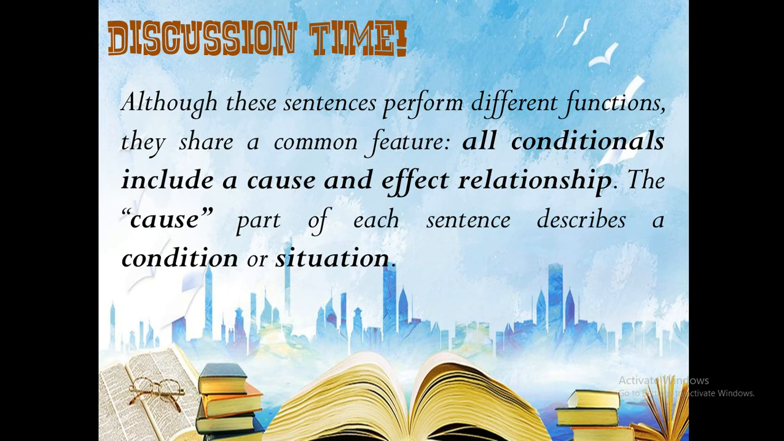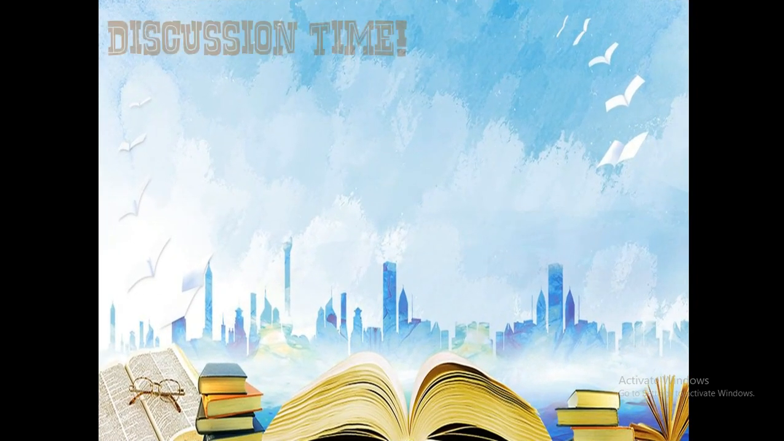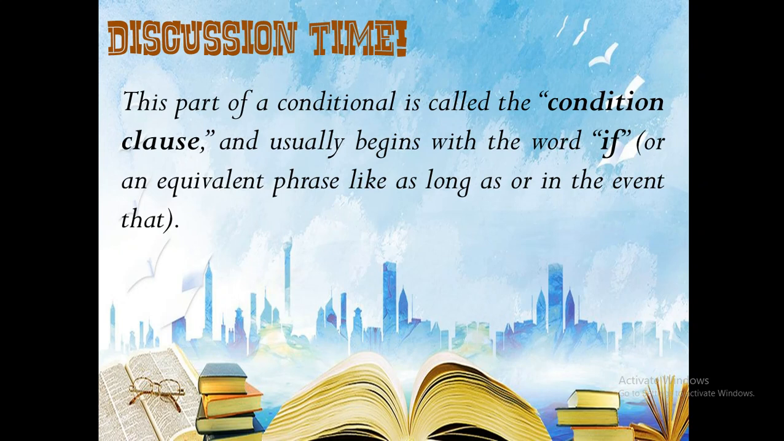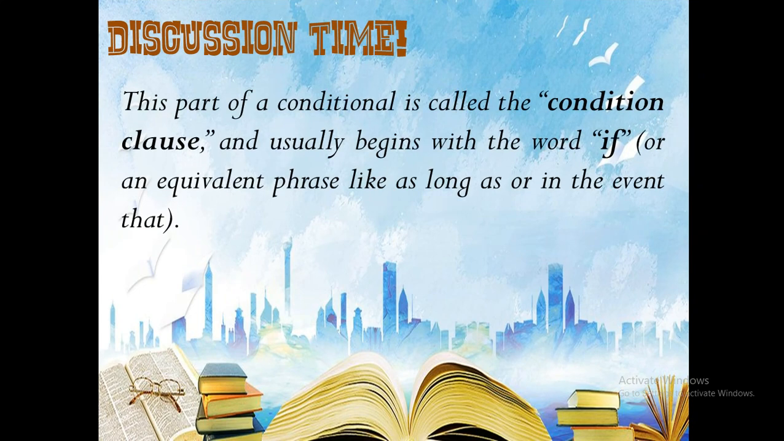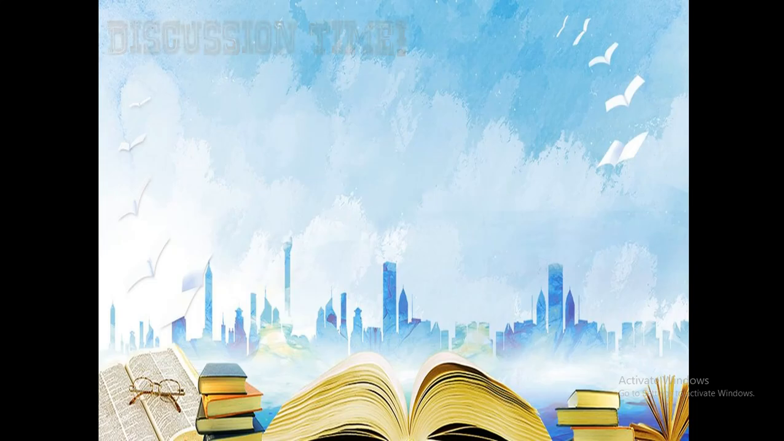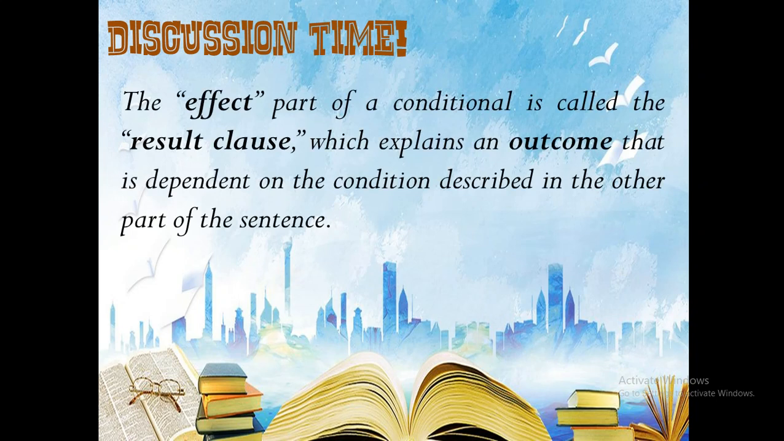Take note of that. In conditional sentences, the cause part is tantamount or equivalent to the word condition or situation. Now, this part of a conditional is called the condition clause, and usually begins with the word if or an equivalent phrase like as long as or in the event that. Take note, the condition clause always begins with the word if. Now, the effect part of the conditional is called the result clause, which explains an outcome that is dependent on the condition described in the other part of the sentence. The effect part is known as the result clause, or the outcome depending on the condition described in the sentence.